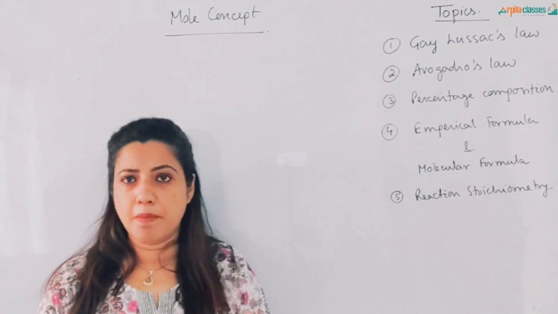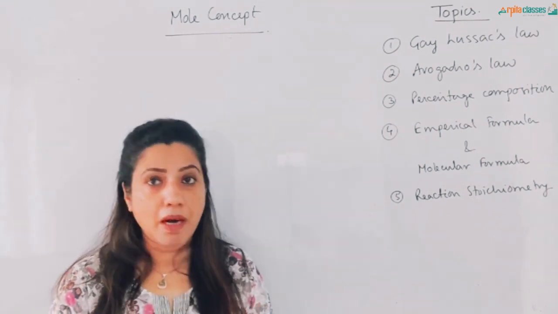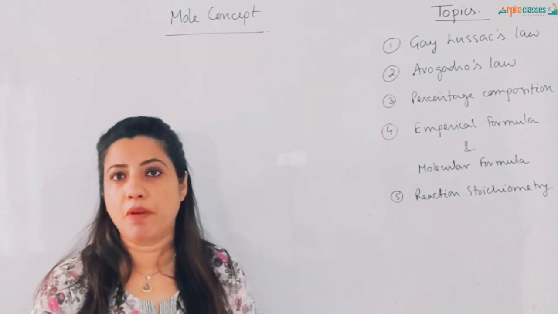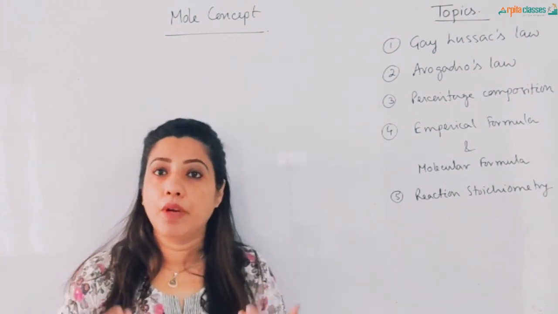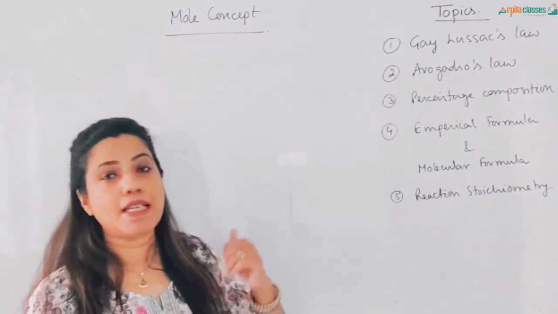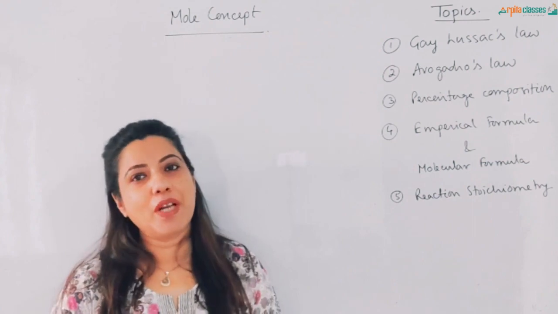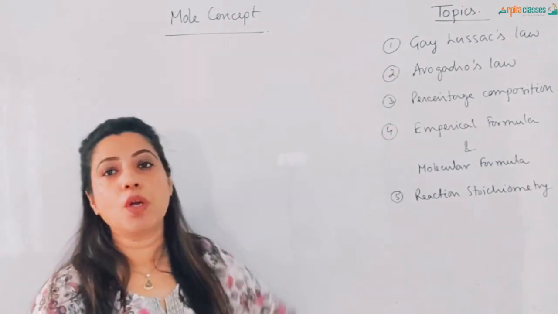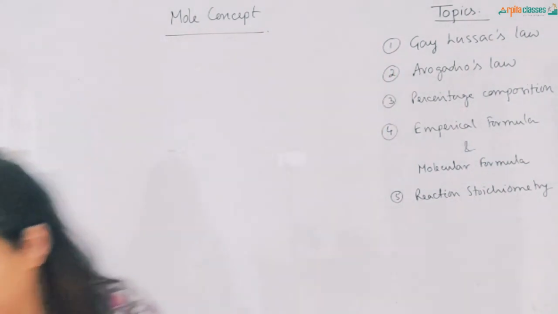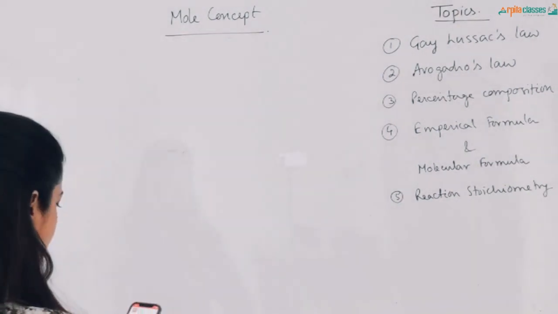The law is very simple. I'm not going into the law. You can just see the law and mug up the law. They can ask you the statement for the law and it has to be written as per the book. So I'm not going into the law. I'm just directly starting with the numericals because you find numericals more difficult. So let's start with the numericals based on Gay Lussac's law. So let me take the first numerical.